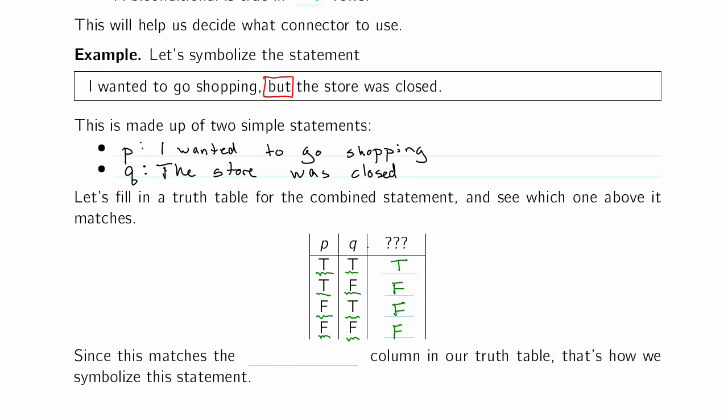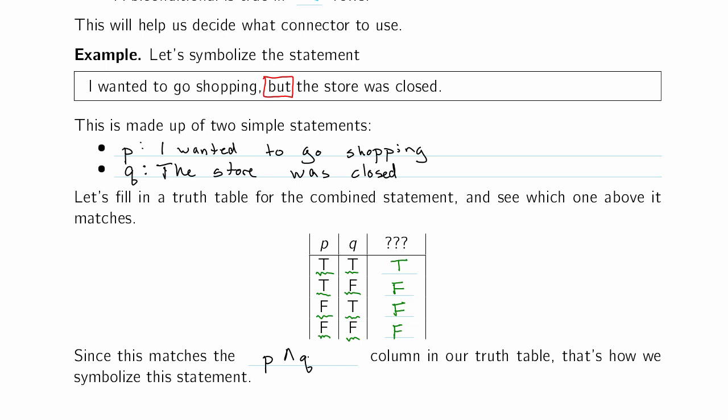So which column in the truth table does this match? Well, it matches the column P and Q. And so that's how we symbolize it. We symbolize the word but exactly the same as the word and, because the truth values match up exactly. The sentence with but is only true when both of the simple statements are true at the same time.